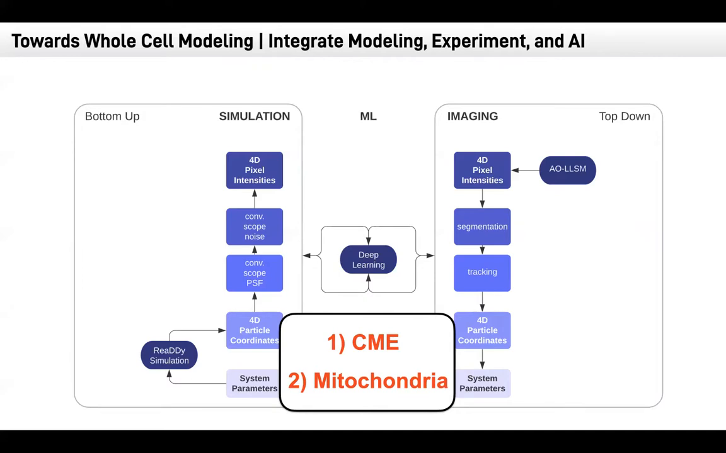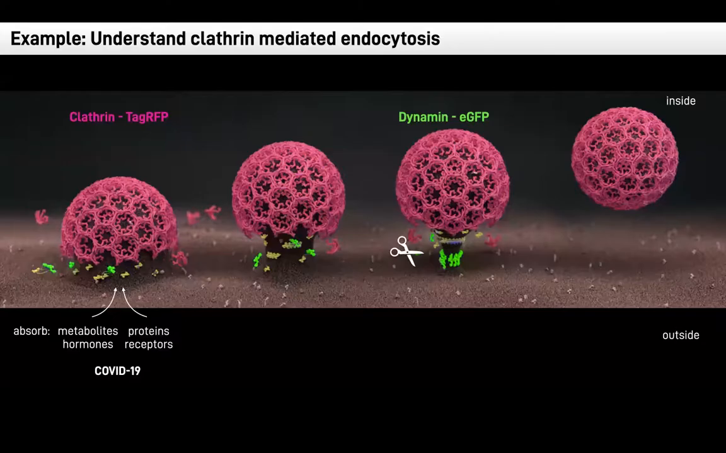Okay, so let's start with CME. CME is short for clathrin-mediated endocytosis. And so clathrin-mediated endocytosis, that's essentially how the cell takes metabolites, proteins, hormones, and receptors, and also incidentally COVID-19 particles into the cell. And the main two proteins to really keep in mind here are clathrin, that's essentially the cargo container forming protein. And then you have dynamin, that is essentially the molecular scissors protein that then cuts the vesicle off of the plasma membrane once the vesicle is fully formed.